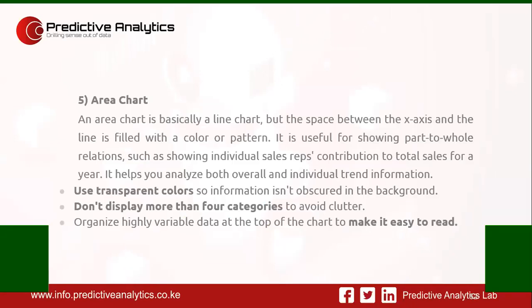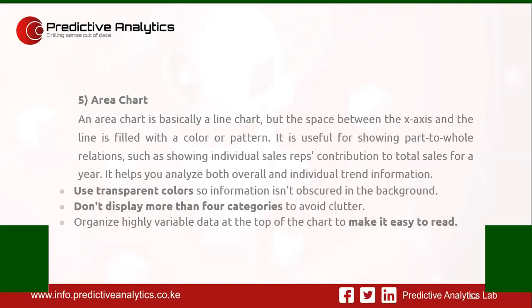So we have an area chart. An area chart is basically a line chart, but the space between the x-axis and the line is filled with a color or pattern. It is useful for showing part-to-whole relations, such as showing individual sales reps' contribution to total shares for a year. It helps you to analyze both overall and individual trend information.